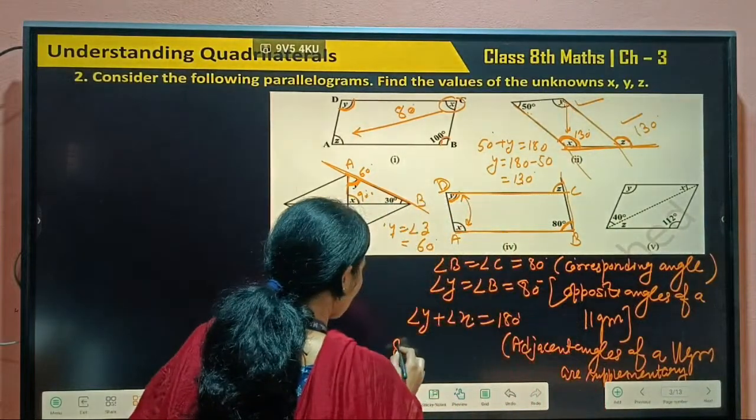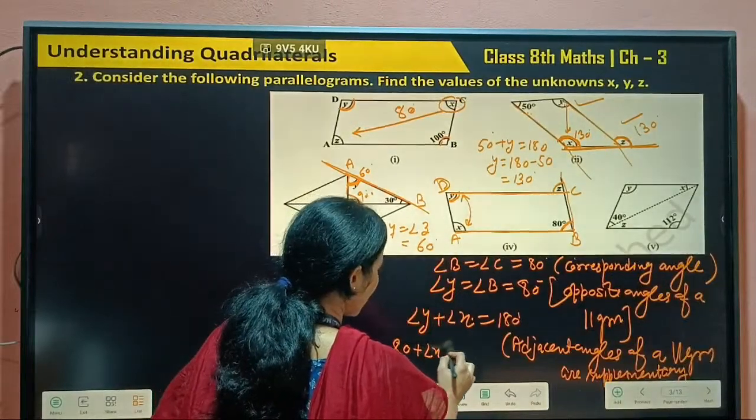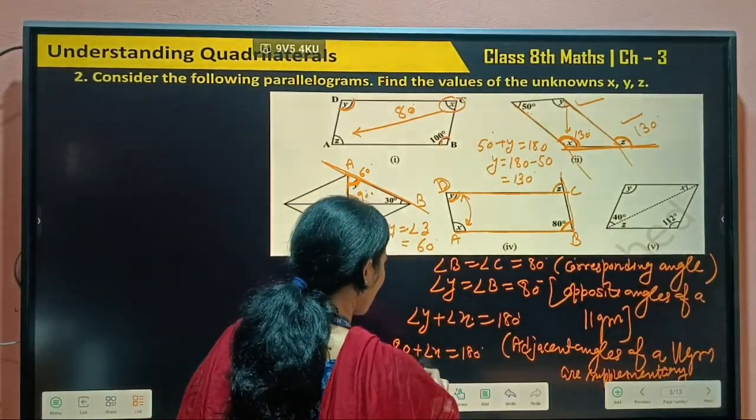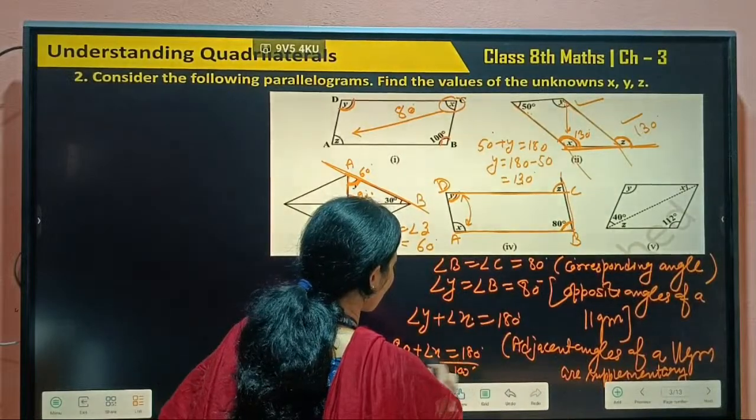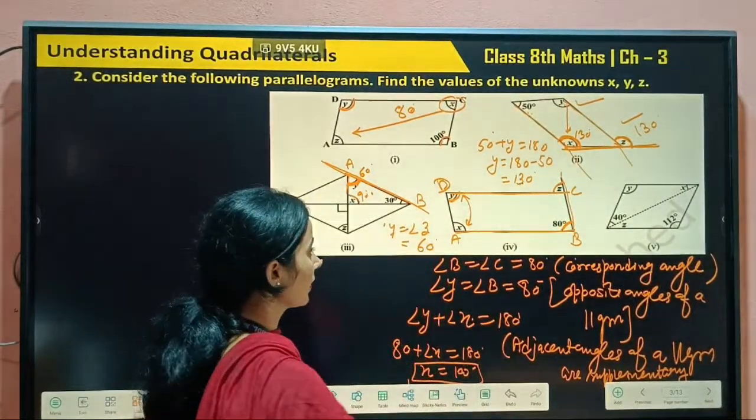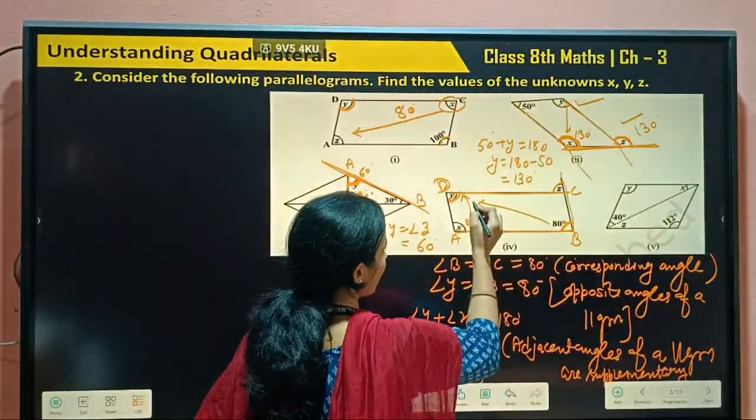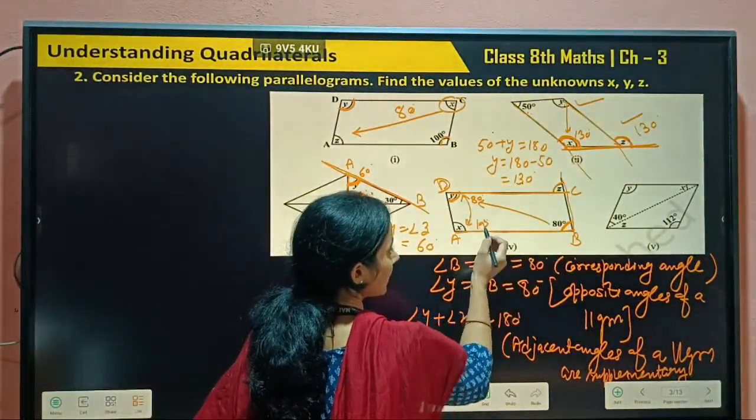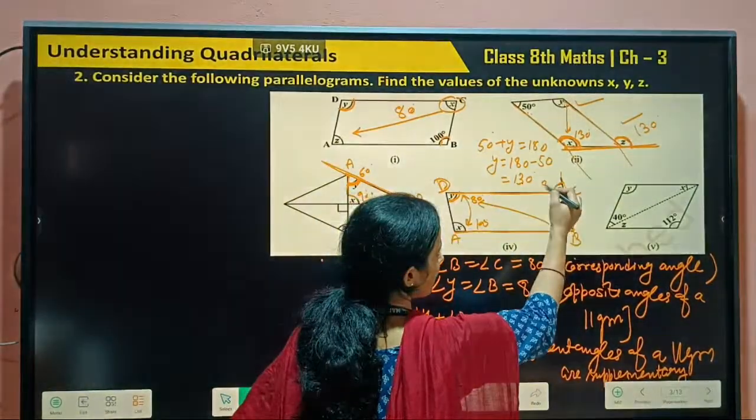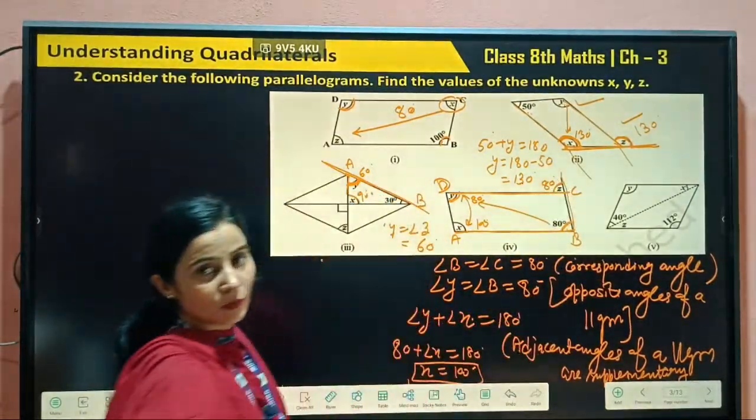Y is 80 degrees, so x, which we have to find out, is 180 minus 80, so x equals 100 degrees. This is 100 degrees, and it is opposite of angle B, so it is 80 degrees, 80 degrees, 100 degrees. This is 80, then this is also 80, corresponding angle.